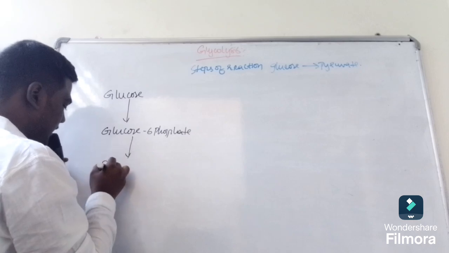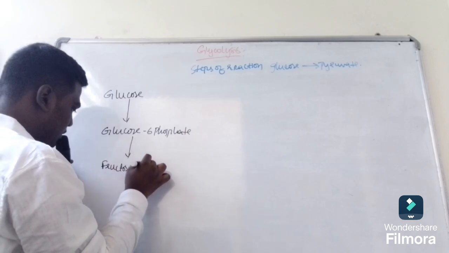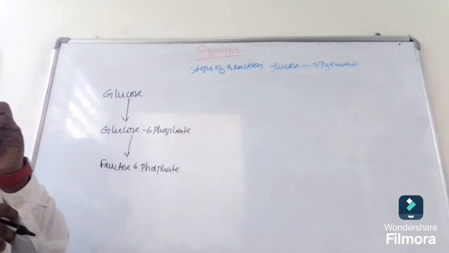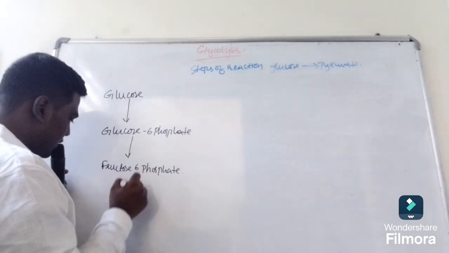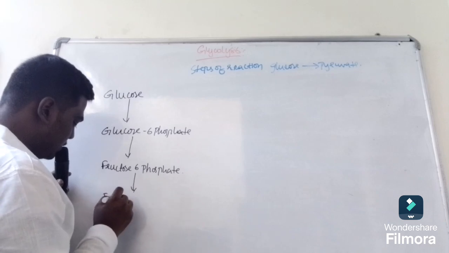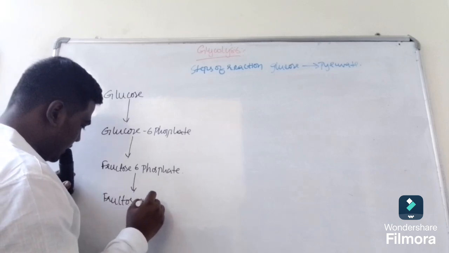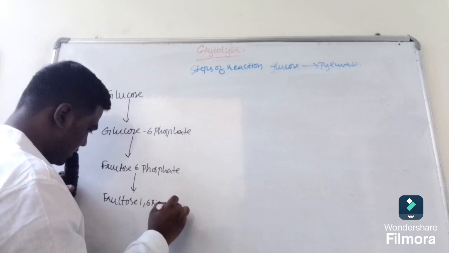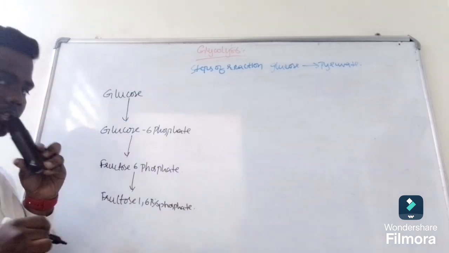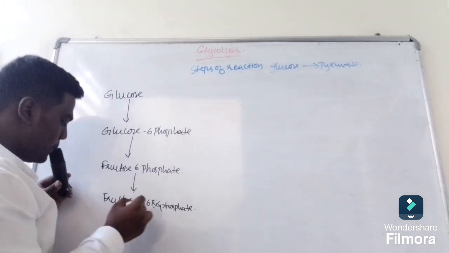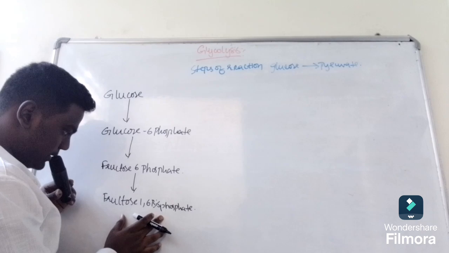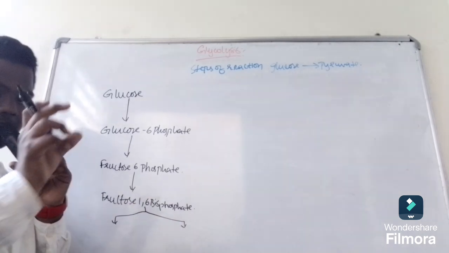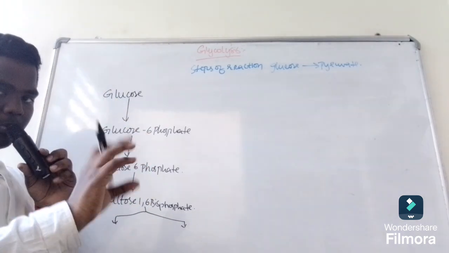Then this is getting converted to fructose 6-phosphate. Glucose 6-phosphate is converted to fructose 6-phosphate. From here, fructose 6-phosphate is converted to fructose 1,6-bisphosphate. Then this fructose 1,6-bisphosphate undergoes a split reaction. That means from fructose 1,6-bisphosphate, two different products are produced.